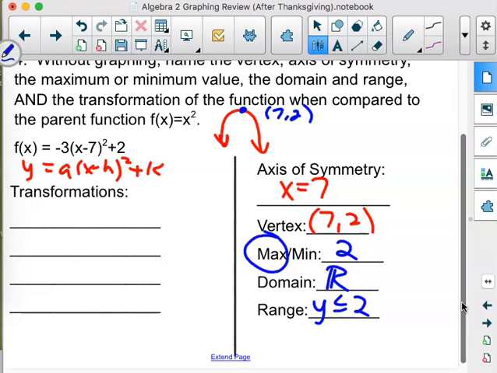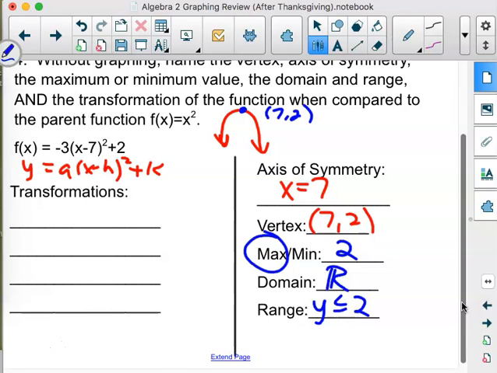Now, transformations. So put another transformations colon on there, because we haven't talked about this for a while. I mean, boy, it was before Thanksgiving when we were talking about this. And the transformations, remember, we do left to right. So from left to right, the first thing we're going to hit is the negative. So somebody tell me what the negative is responsible for.